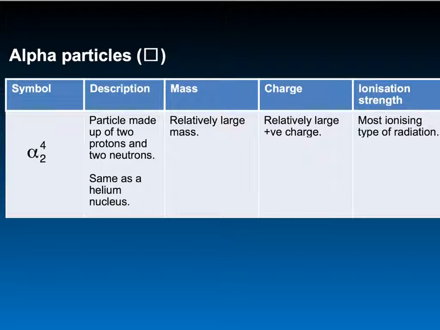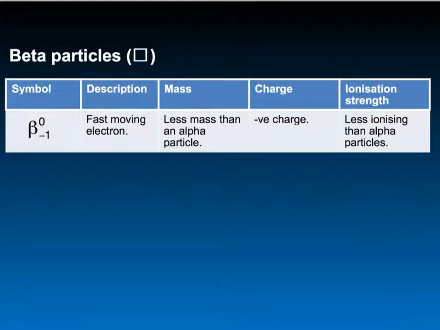Out of the 3 types of ionizing radiation, this one has a relatively large mass. It's also got a large positive charge because it's got 2 protons, and that means there are 2 positives. If you remember, neutrons are neutral, so they don't add to the charge at all. And because of that charge, this type of radiation is the most ionizing type.